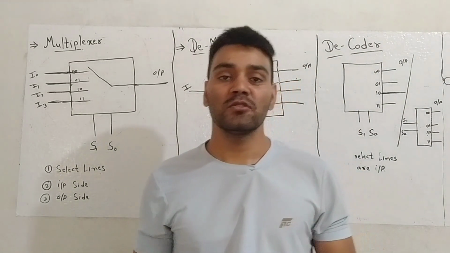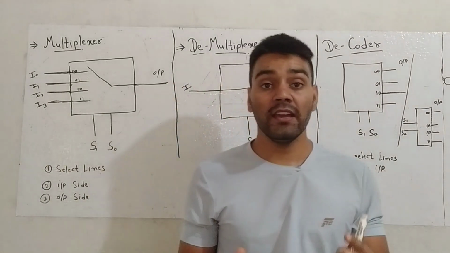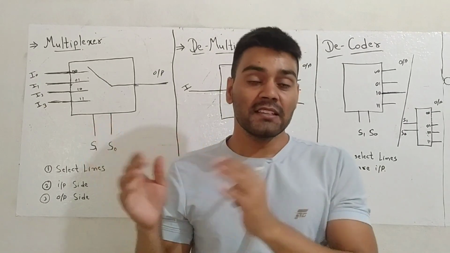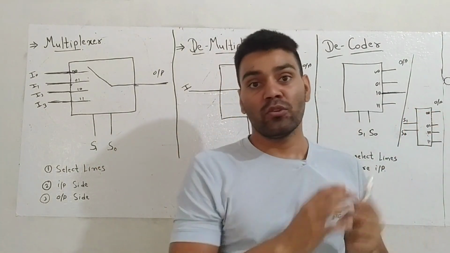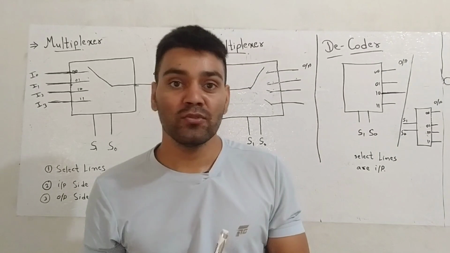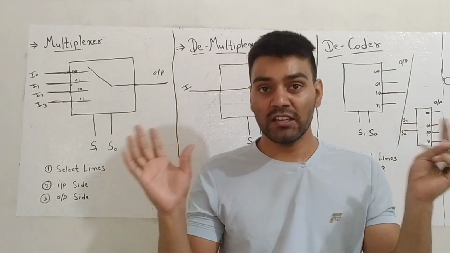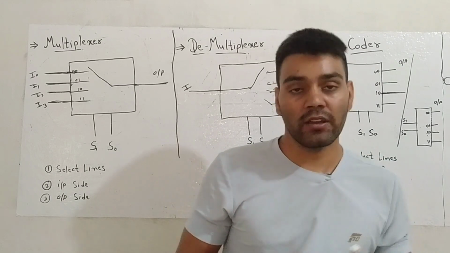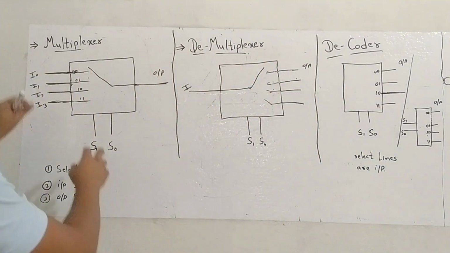I am also fine. So today we will try to provide a clear, distinct definition of the multiplexer, demultiplexer and decoder, so that we will never confuse these three basic electronic devices, which are very useful in making any circuit. Okay, so let's start with the multiplexer.